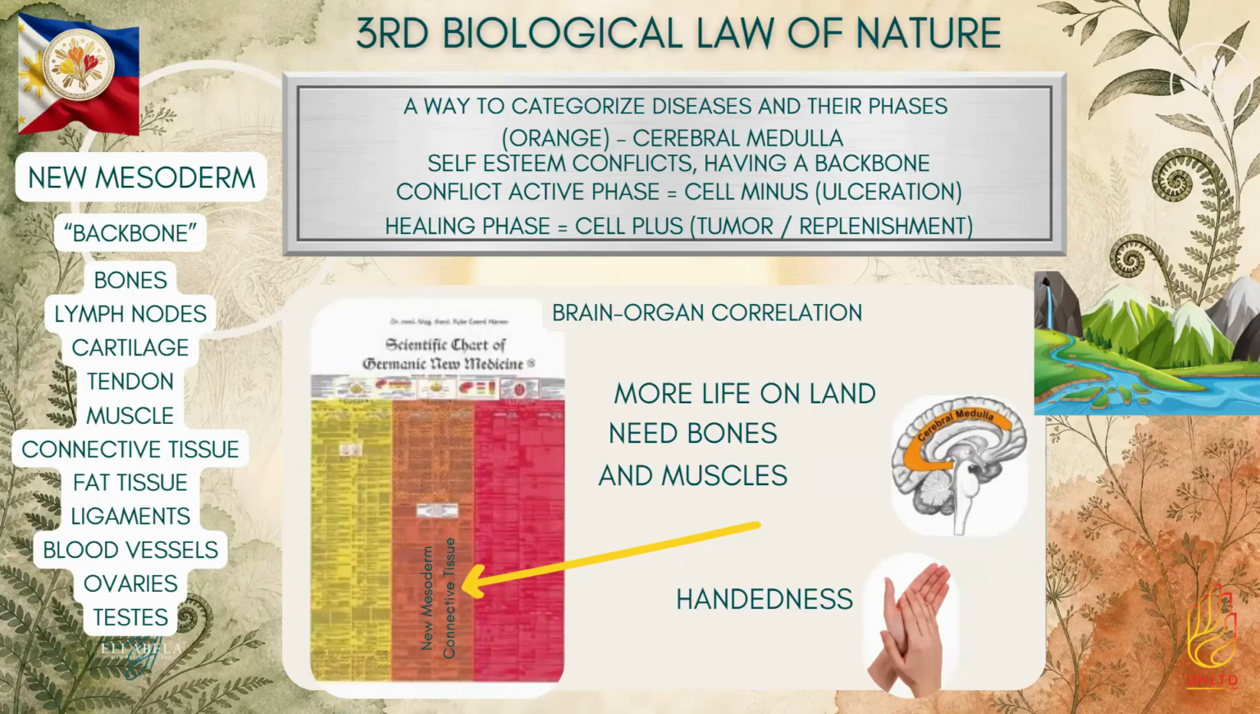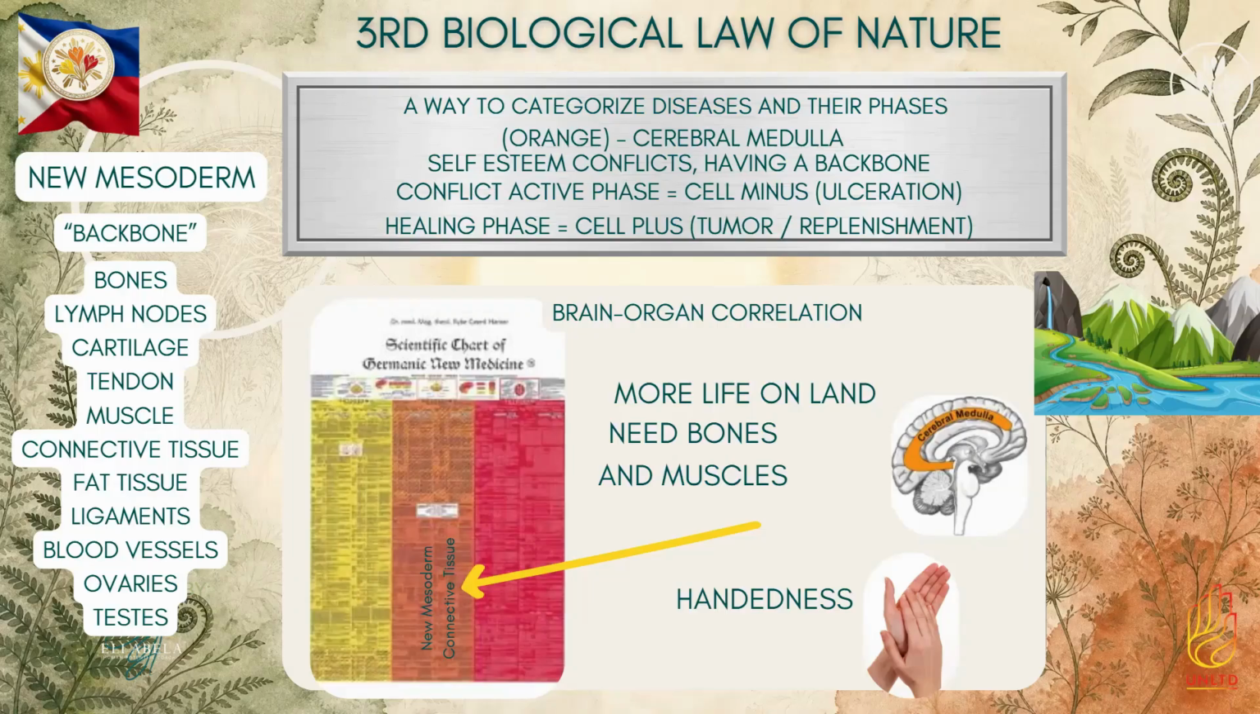As our ancestors evolved, they developed a musculoskeletal system made up of bones, muscles, tendons, and cartilage. This system is controlled by the cerebral medulla, which is also tied to our sense of self-esteem, performance, and abilities. A healthy self-esteem supports an upright posture, while low self-esteem can lead to issues in the musculoskeletal system, such as scoliosis, lumbago, bone cancer, or even anemia.